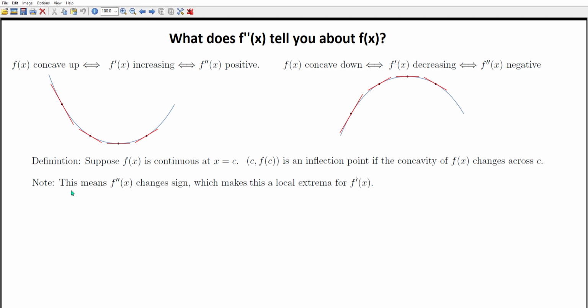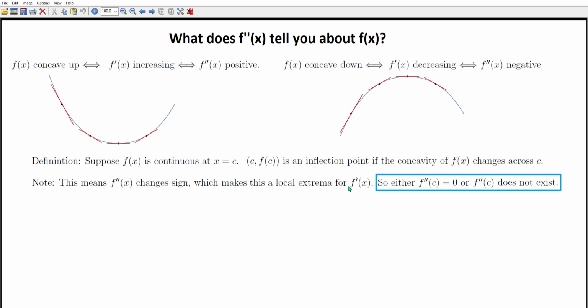And what this means is that f double prime changes sign. If you think about what that means, f double prime changing from positive to negative means that f prime is changing from increasing to decreasing, which makes it a local extremum. And as a result, either f double prime of c is 0, or f double prime of c does not exist when you're at an inflection point.